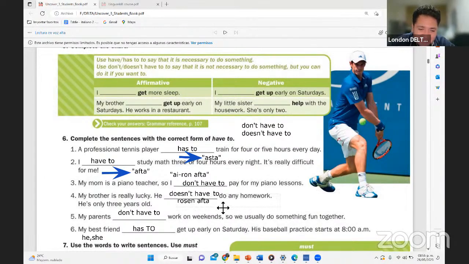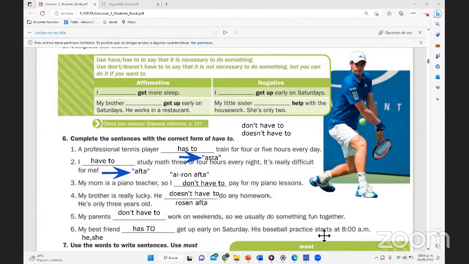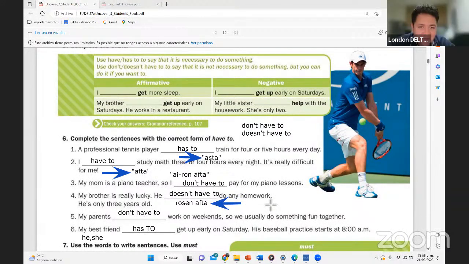Ok. My brother is really lucky. He doesn't have to do any homework. He is only 3 years old. Muy bien. Perfect. Osvaldo, please, number 5.